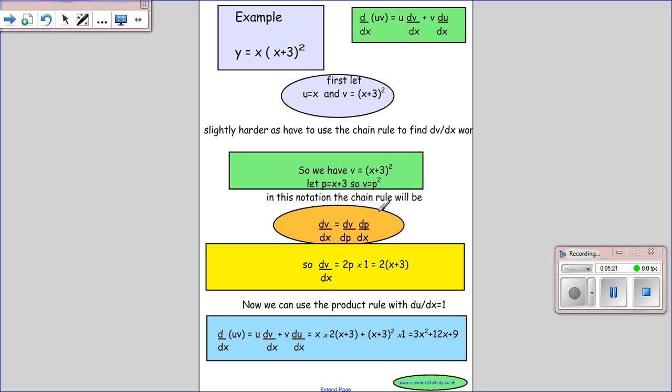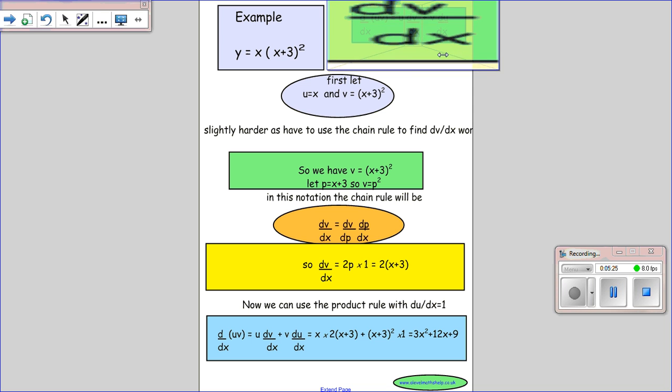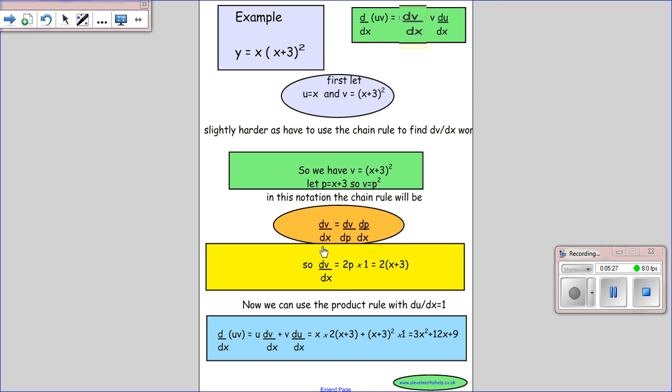So what will the chain rule be? We're looking to find dv by dx. That's what we're aiming for. And what we do is we say, okay, well, it's in terms of p. So we've got dv by dp times dp by dx. Now sometimes people get them the wrong way around. So just remember that when you finish this, the dp's should cancel, leaving you only the dv by dx. Okay, so if you've got it wrong, what you'll have is two dp's on the top, and then that won't work.